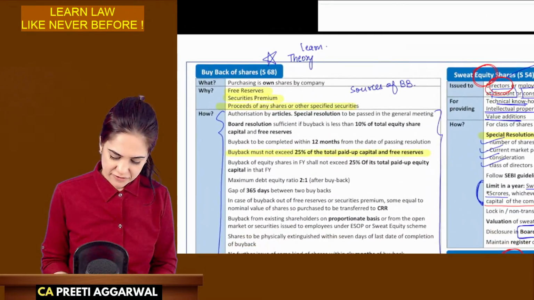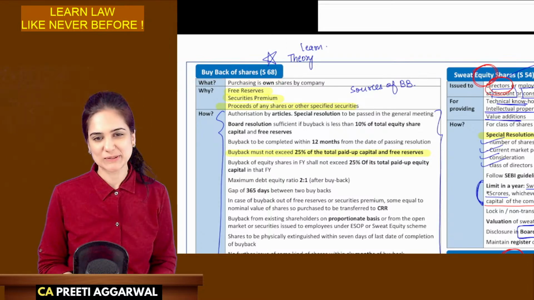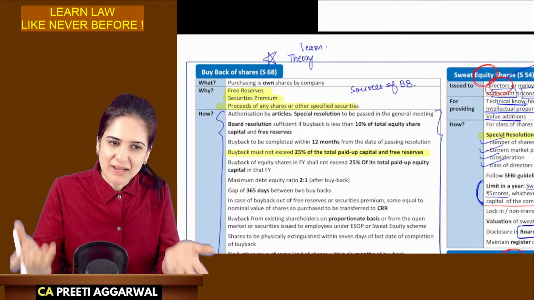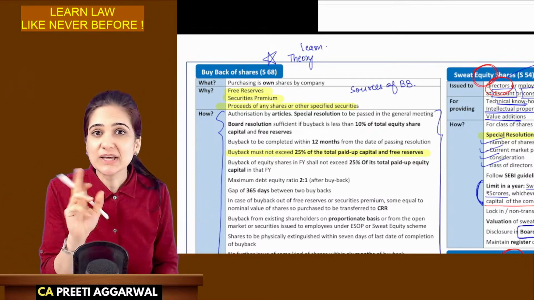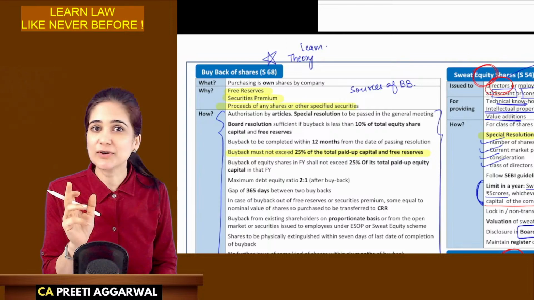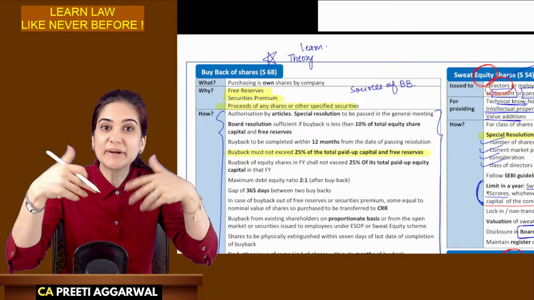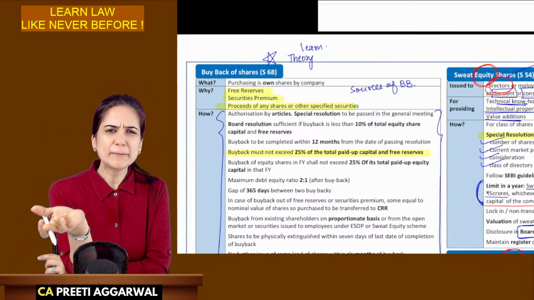Next we have buyback of shares. Buyback means the company is buying its own shares, not for reissue. These shares will not be reissued. These shares will be extinguished. They will be destroyed.